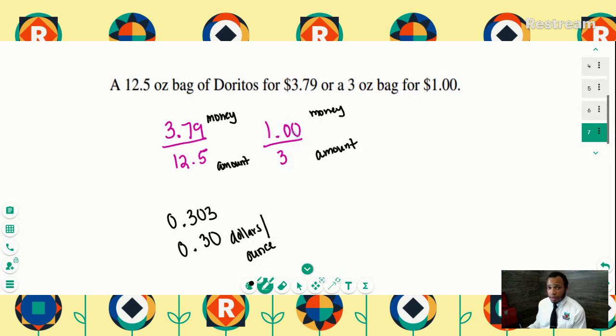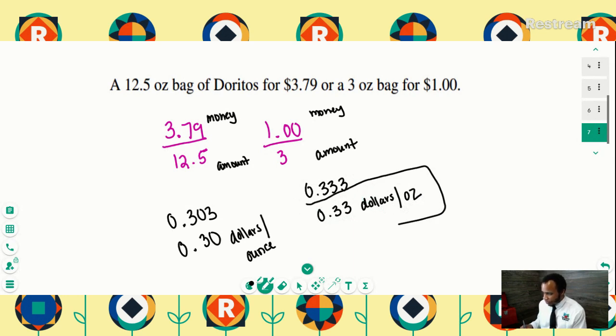So next we'll do the same thing with the other bag. So we have a $1 bag that gives you 3 ounces. So 1 divided by 3, that gives you 0.333 repeating. And once again, with money, we cut this off right here with this 3. So 0.33 dollars per ounce. Now we're looking at these two amounts.